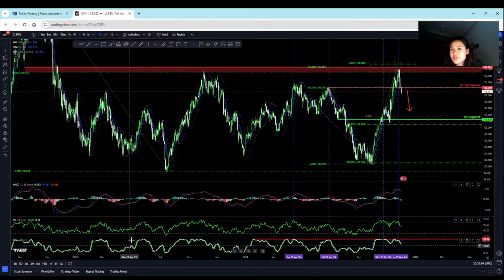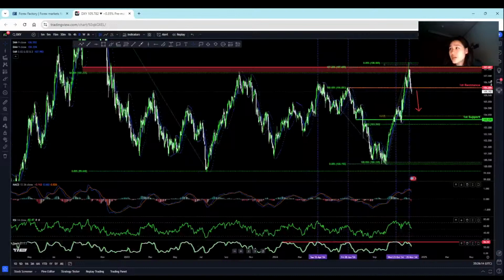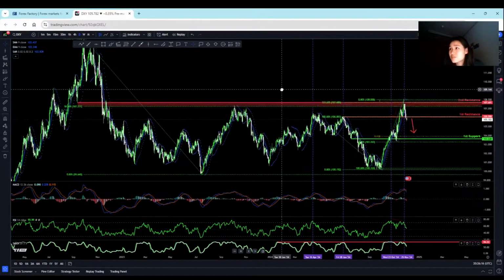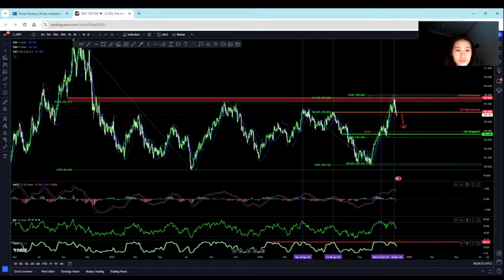Okay, my TradingView is kind of laggy today. I'm not too sure why. But if you guys can't see at any point, feel free to let me know.